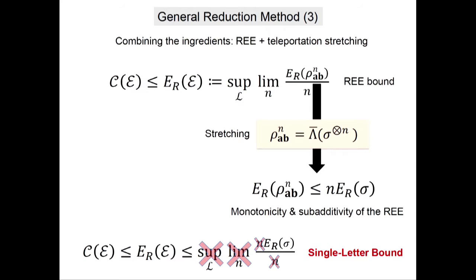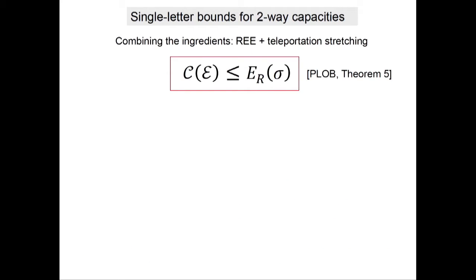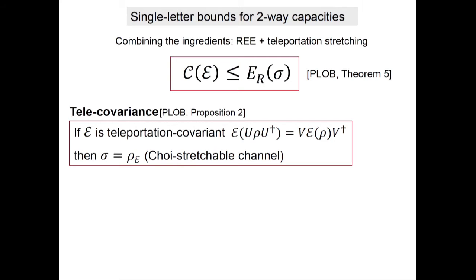So we have an upper bound which is a function of a single letter quantity, namely the relative entropy of entanglement of the resource state. But we can do even better. We can do even better if the channel suitably commutes with the teleportation unitaries.